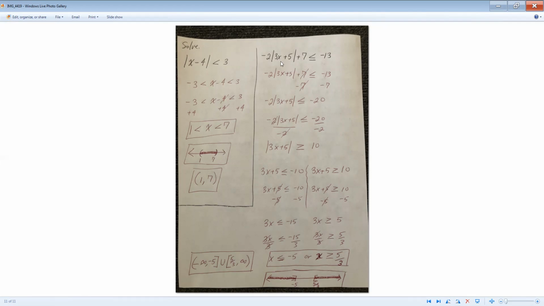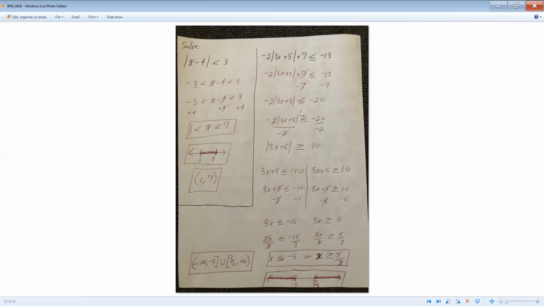So here we have negative 2 times the absolute value of the quantity 3x plus 5, plus 7, less than or equal to negative 13. So first thing we would do is isolate our absolute value quantity. So we will subtract 7 from both sides. It will cancel out on the left, leaving you with negative 20 on the right.